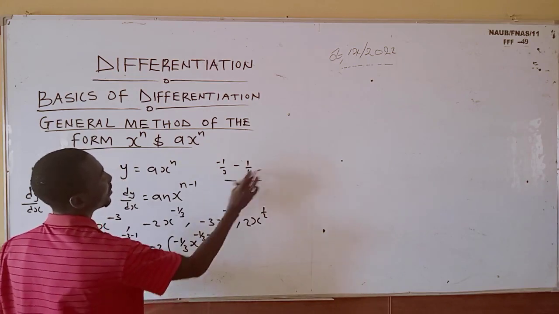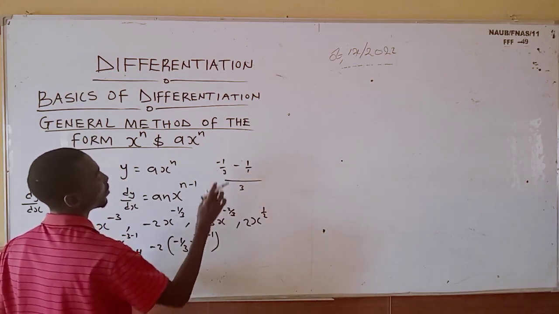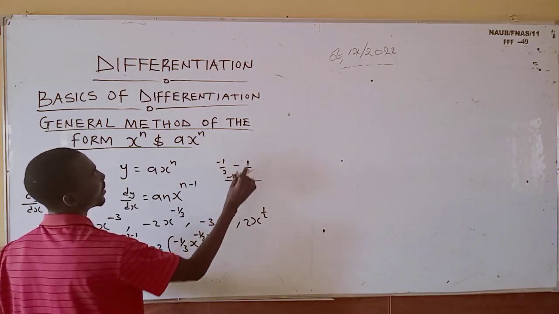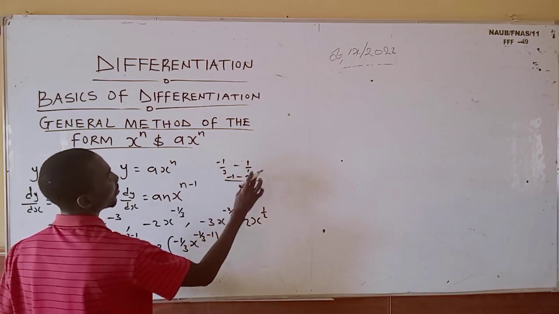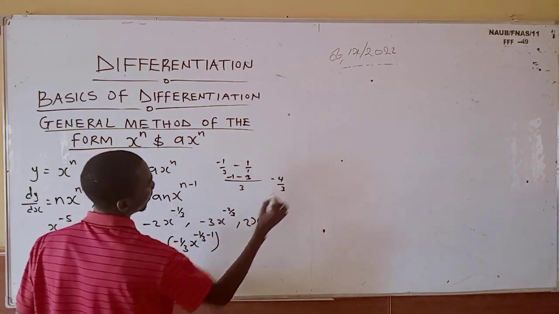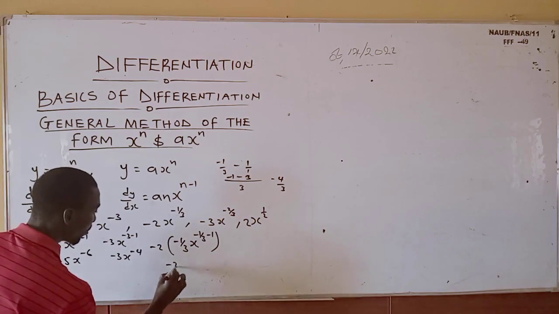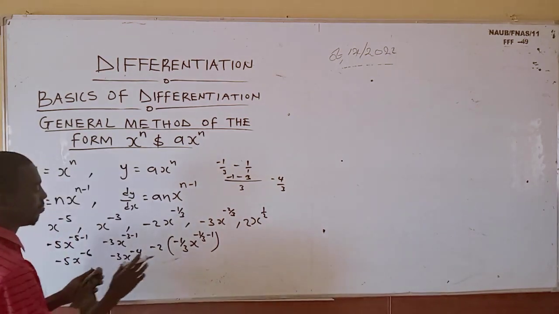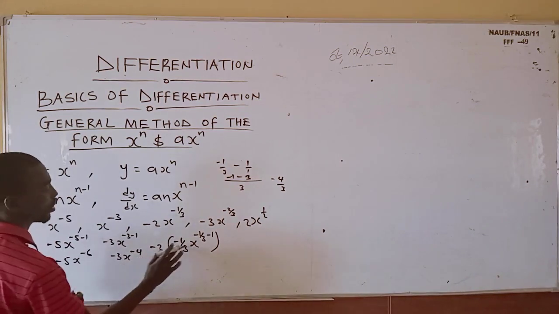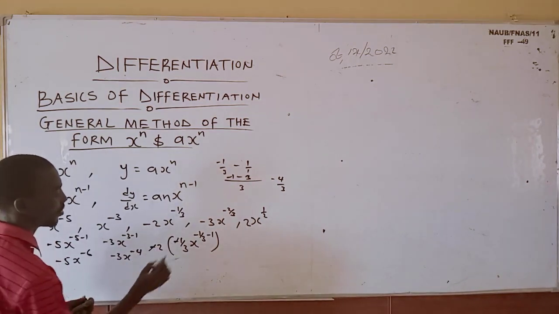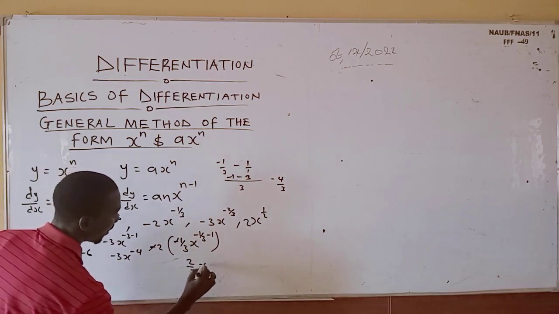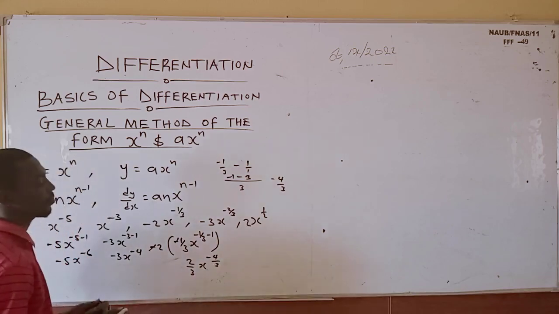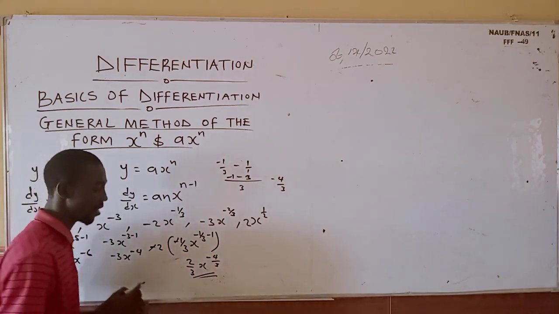The LCM of 3 and 1 is 3. 3 in 3 is what? 1. 1 times minus 1 is minus 1. 3 in 1 is 3. 3 times 1 is what? 3. So minus 1 minus 3 is what? Minus 4 over 3. So now it means minus 2 into, okay, let me see this. Minus 2 times minus 1 over 3, the minus signs cancel out, then we have 2 over 3 s to the power of what? S to the power of minus 4 over 3. So this will be our answer for this.